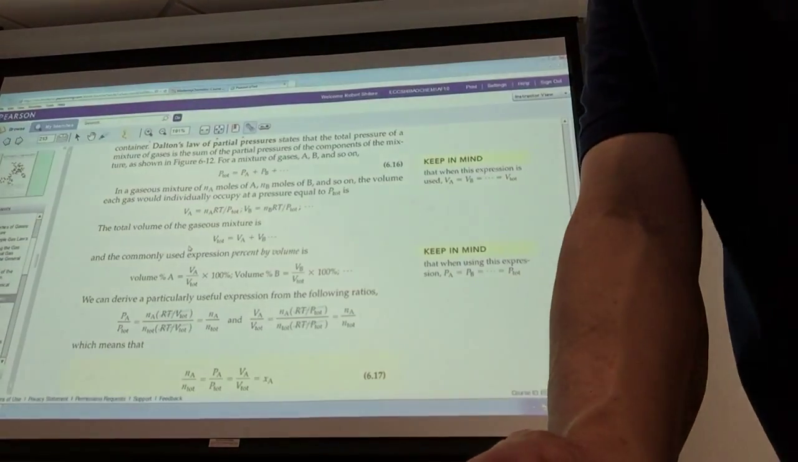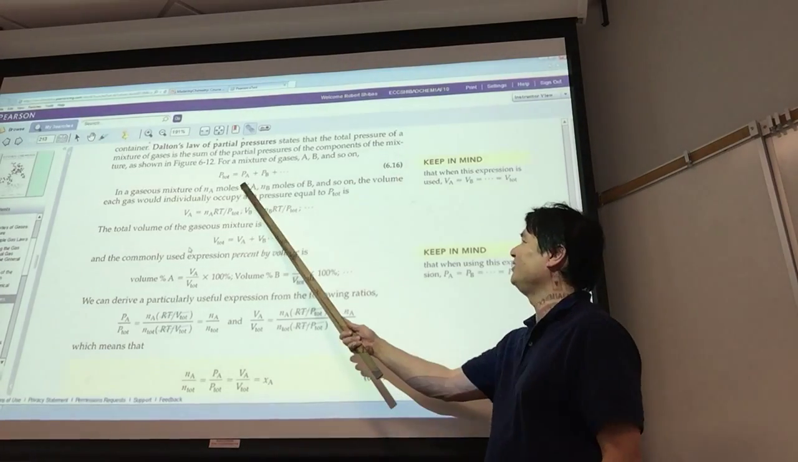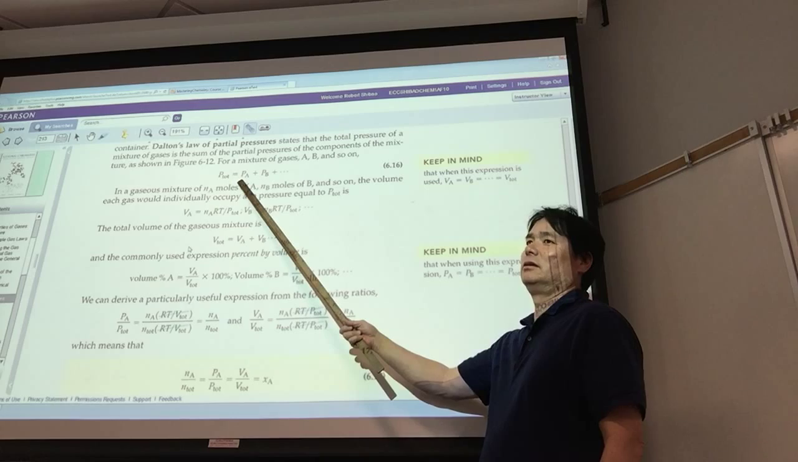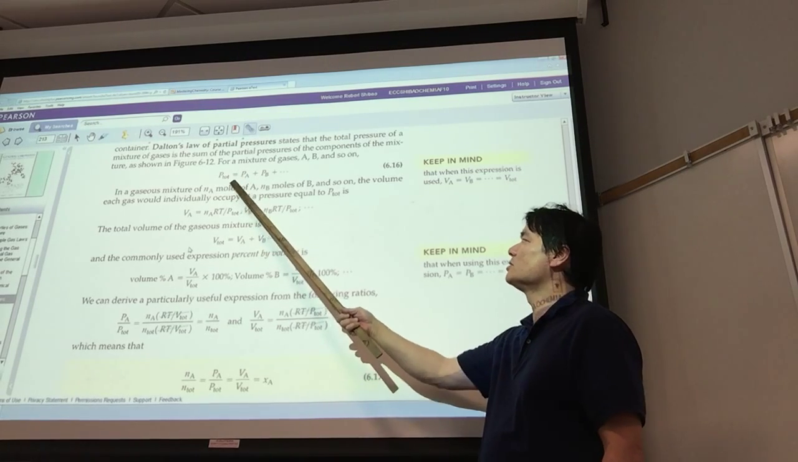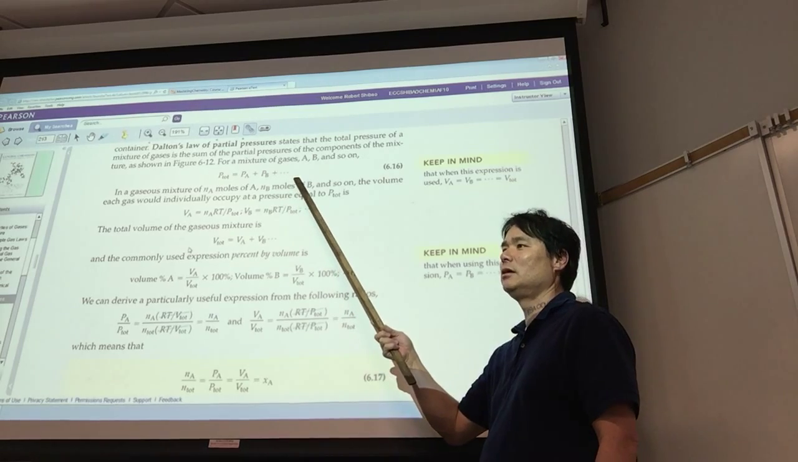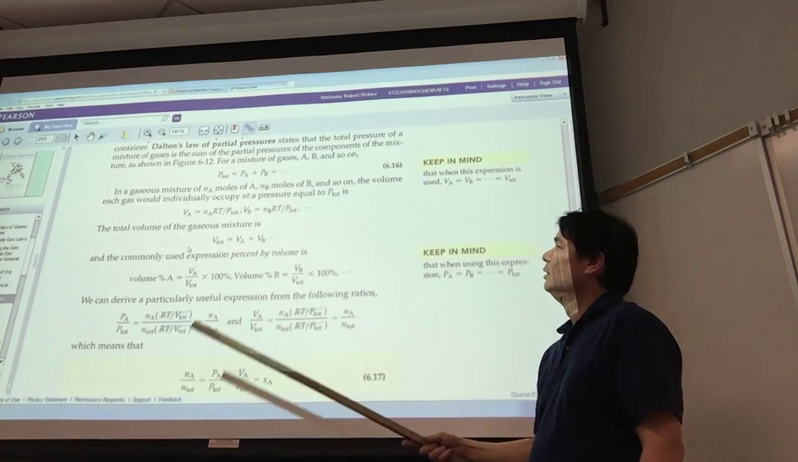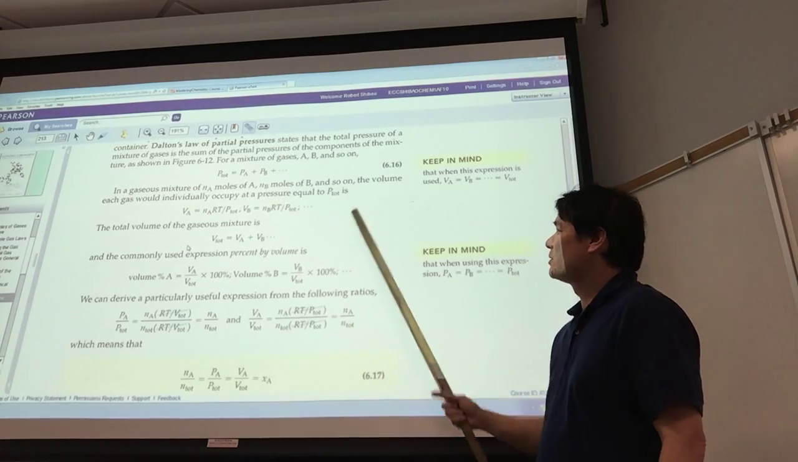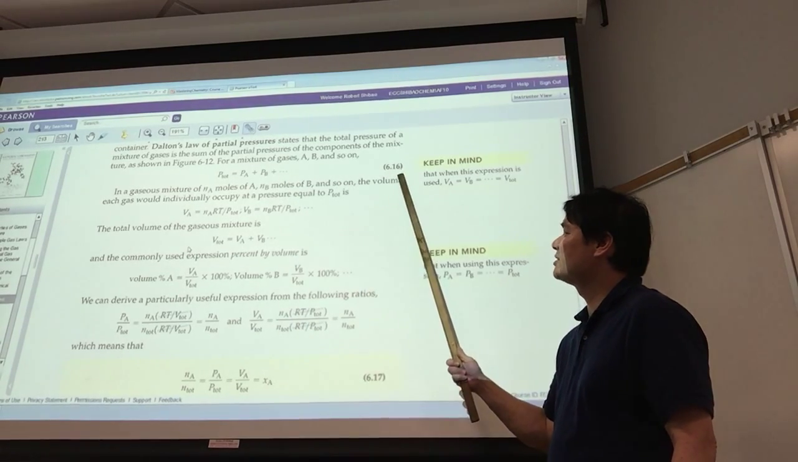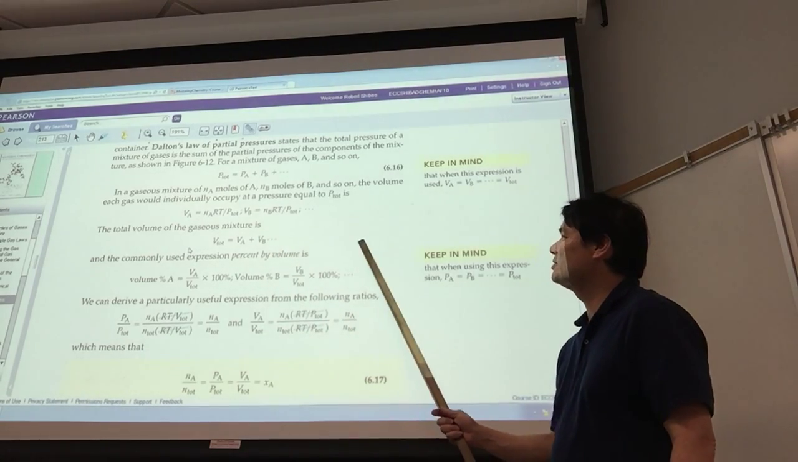All right, let's take a look at this here. Equation 616, what is that? Equation 616 is Dalton's law. The total pressure is equal to the sum of the partial pressures. So the partial pressures add up to the total pressure. With Dalton's law, the volumes are constant. That's equation 616. Unfortunately, they didn't give a number for this equation.